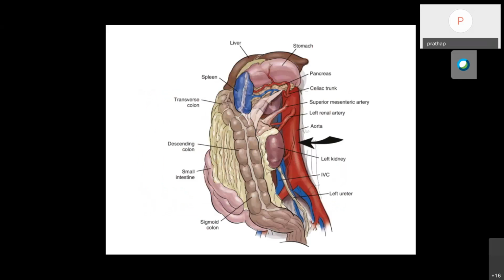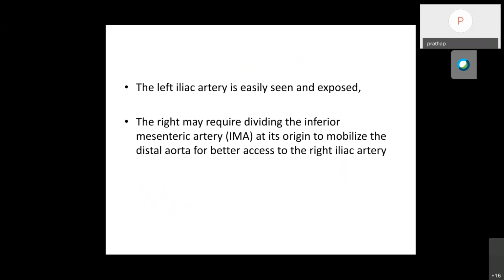Similar picture showing the same. The left iliac artery is easily seen and exposed. The right may require dividing the inferior mesenteric artery at its origin to mobilize the distal aorta for better access to the right iliac artery.